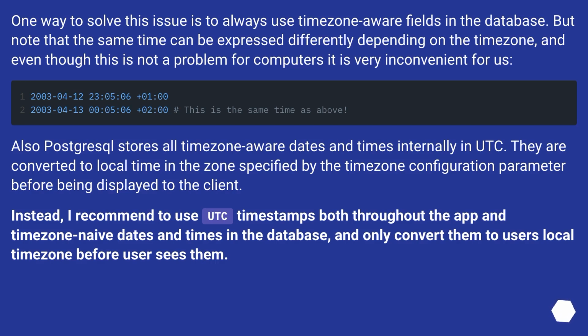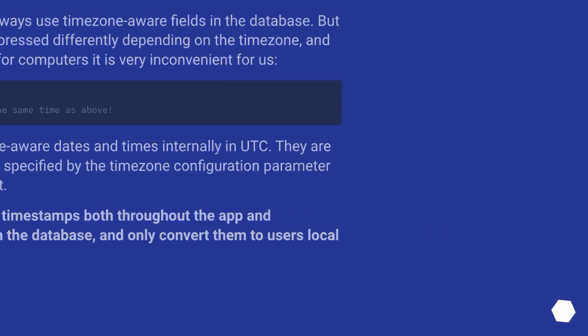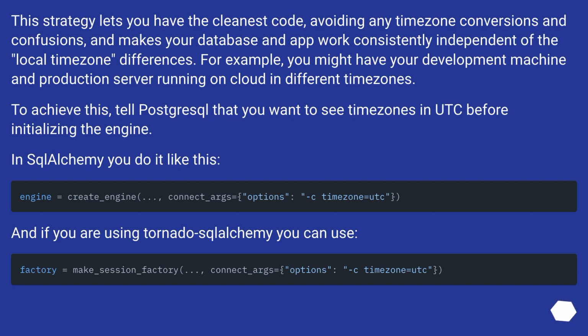client. Instead, I recommend to use UTC timestamps both throughout the app and timezone-naive dates and times in the database, and only convert them to the user's local timezone before the user sees them. This strategy lets you have the cleanest code, avoiding any timezone conversions and confusions, and makes your database and app work consistently independent of the local timezone differences. For example, you might have your development machine and production server running on cloud in different timezones.